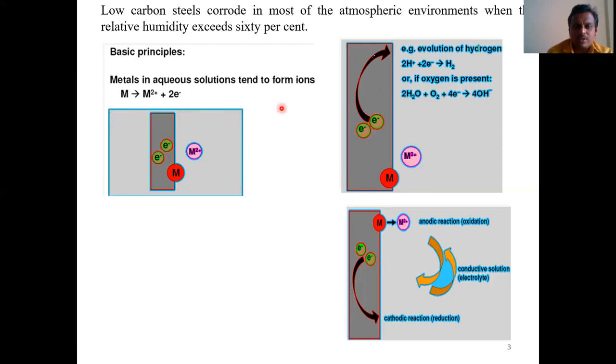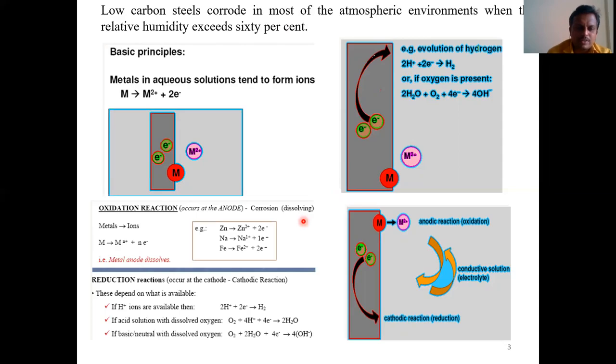In this corrosion, there are two basic reactions, that is oxidation reaction and reduction reaction. Oxidation means there is a loss of electrons and that takes place at the anode side, and the reduction reaction means there is a gain of electrons and that takes place at the cathode side. So these are the basic electrochemical reactions for corrosion. That also depends upon the availability of H plus ions, whether it is an acid solution with dissolved oxygen, or a basic or neutral solution with dissolved oxygen. So these are the general reactions responsible for corrosion.